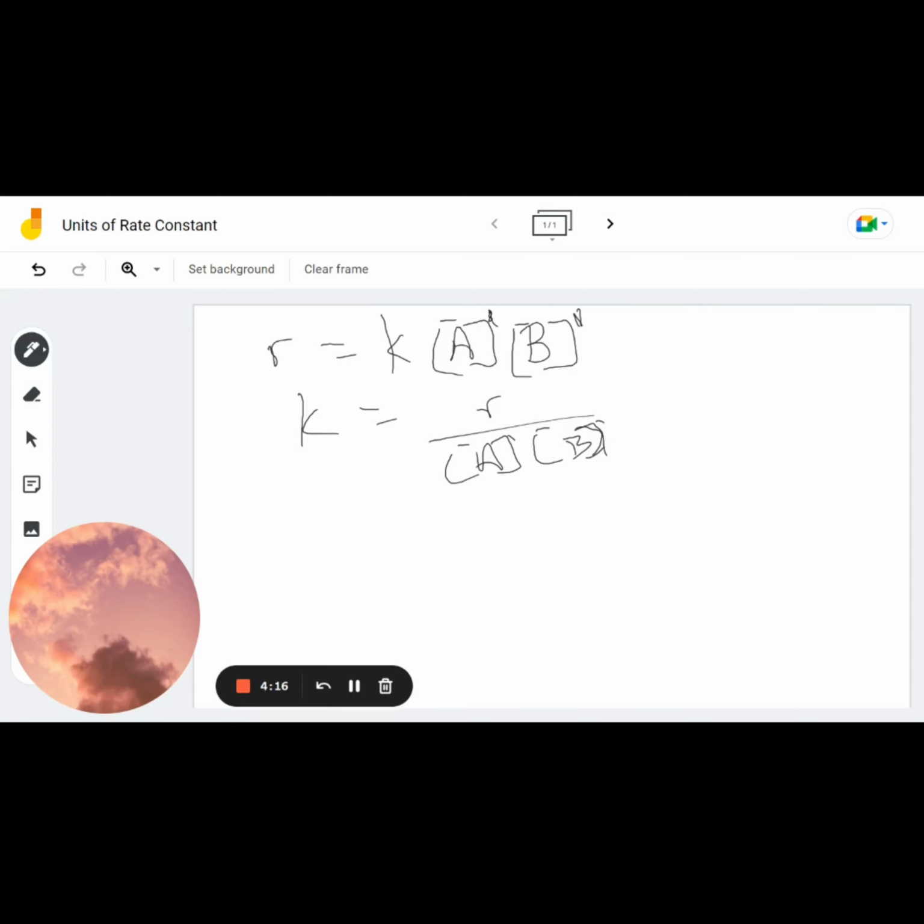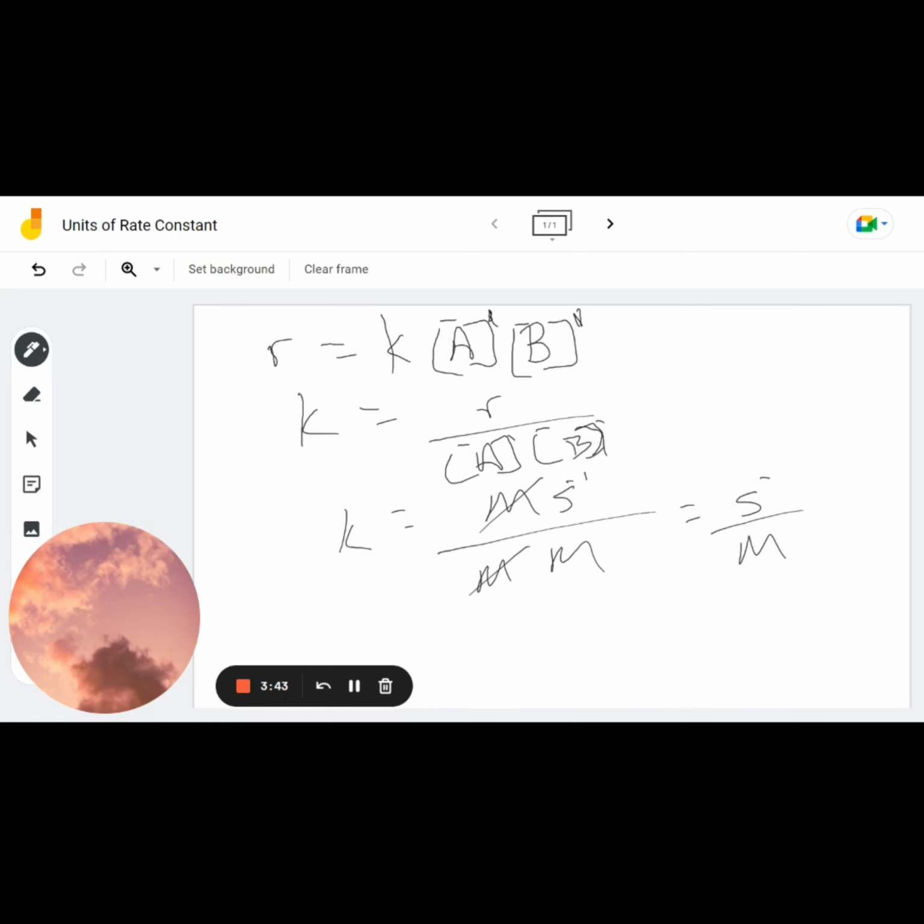Now our unit of rate is moles per dm cube per second, right? And our unit of concentration here is moles per dm cube, and our unit of concentration there is moles per dm cube, or moles per liter, whichever one you prefer. So for us to work out our K now, we just need to cancel units. We cancel that, and what we end up with is per second over moles per dm cube.